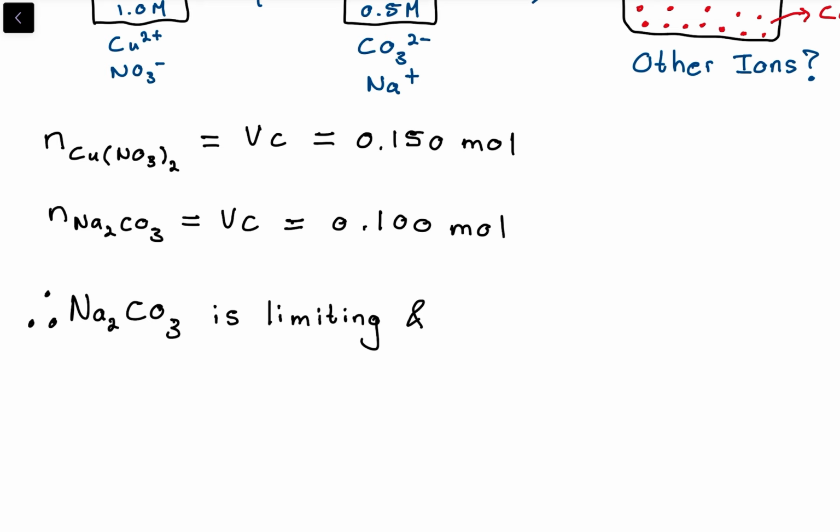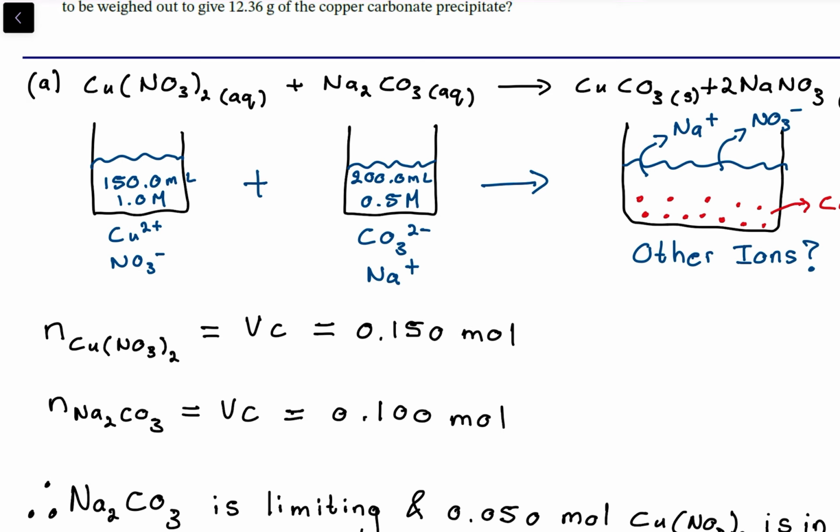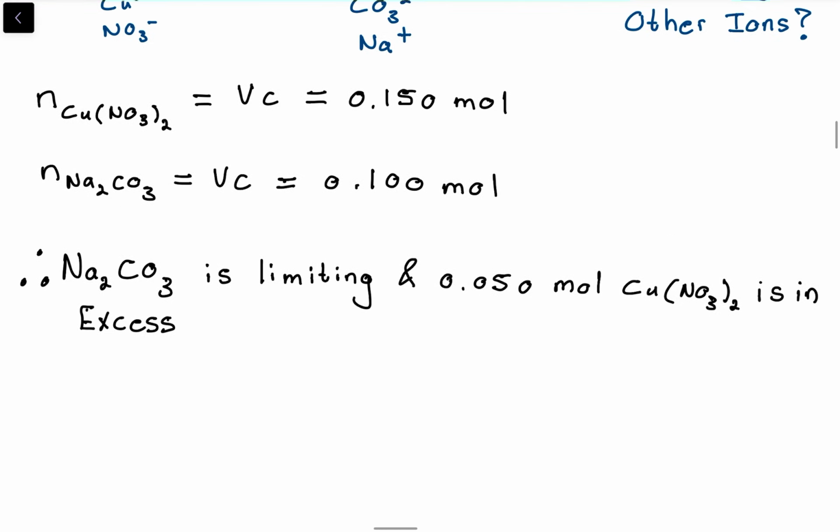And you should be able to quickly deduce that 0.050 mole of copper nitrate, Cu(NO3)2, is in excess. Right, because 0.1 mole of the copper nitrate reacted with 0.1 mole of the sodium carbonate to form 0.1 mole of copper carbonate precipitate, those red dots. Right, that's what fell out of solution.